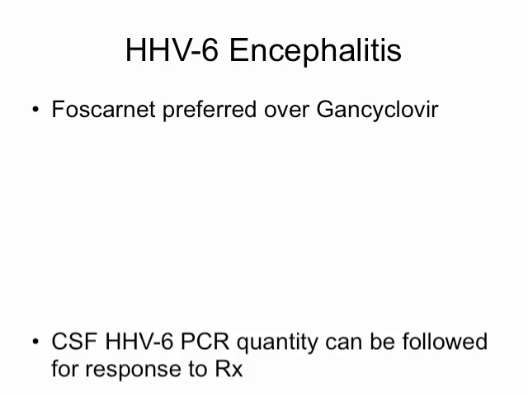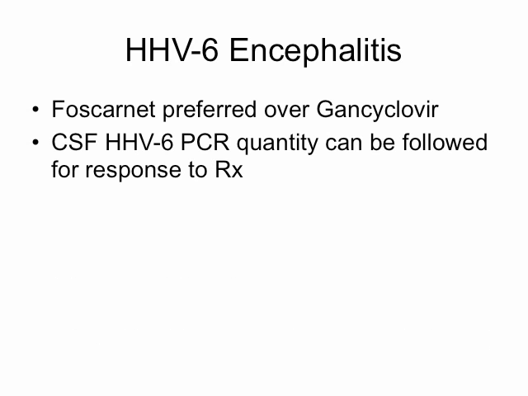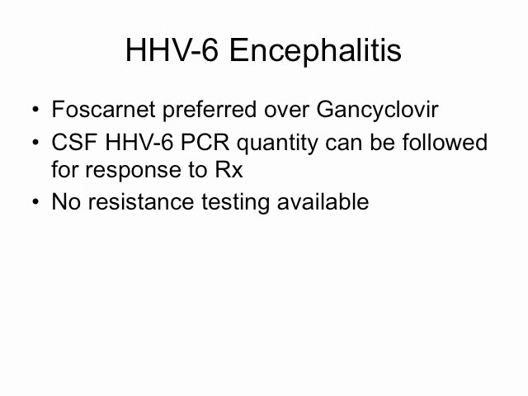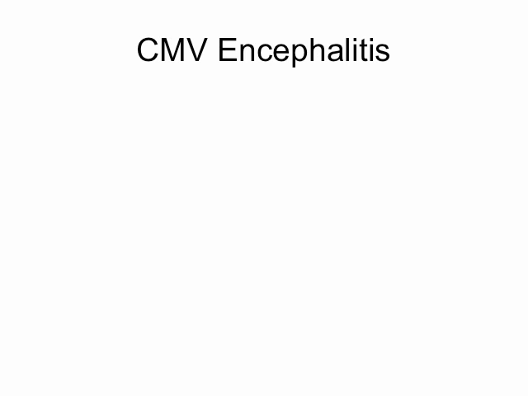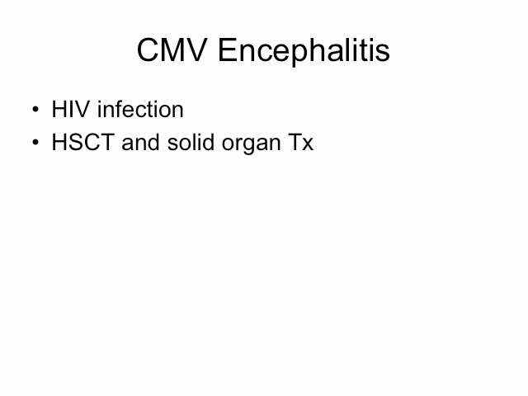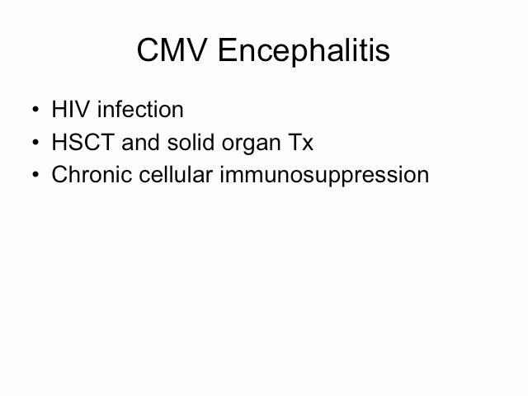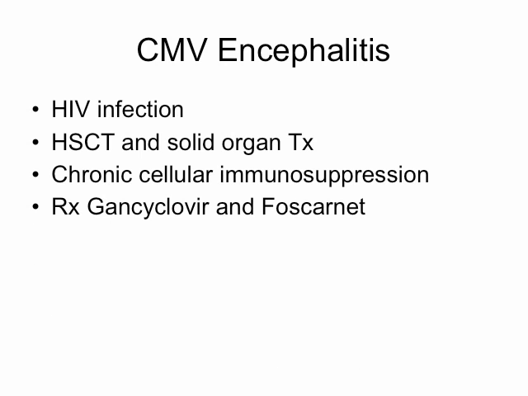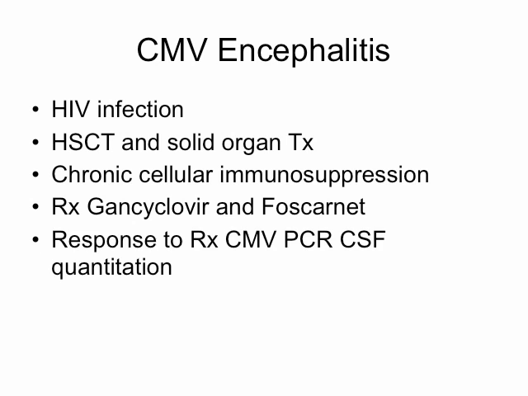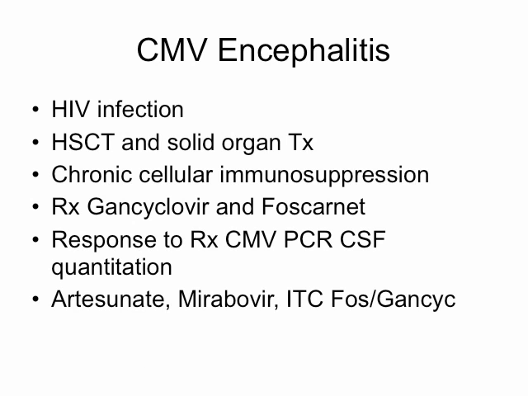Now, the treatment is foscarnet over ganciclovir for HHV6, and you can follow the quantity in the CSF. There is no resistance testing. Don't forget, of course, CMV encephalitis. You see that in HIV, and of course, transplant. Anybody who's cellular immunodefective, and you might want to actually give them the combo of ganciclovir and foscarnet. And yes, you can follow the PCR CMV for response to therapy. And then in really tough cases, you may start to think of weird treatments like the artesunates, maribavir, intrathecal treatments.